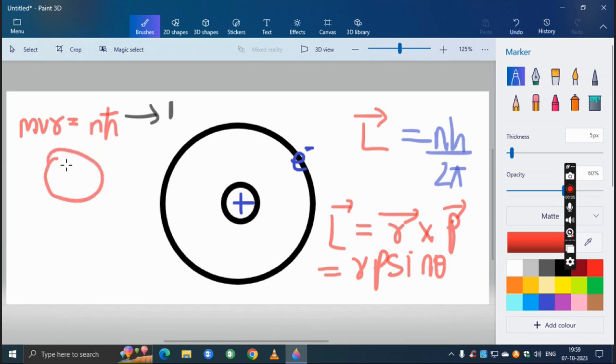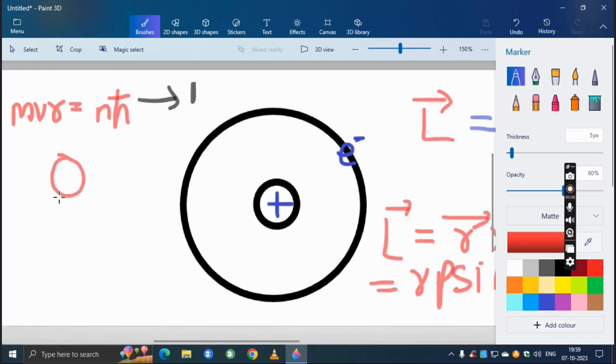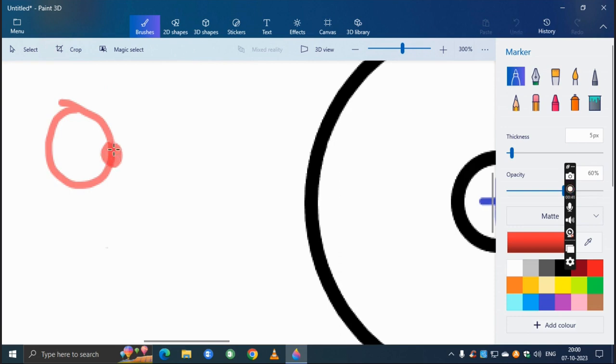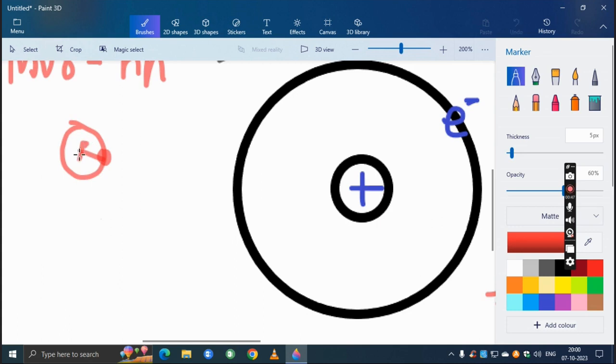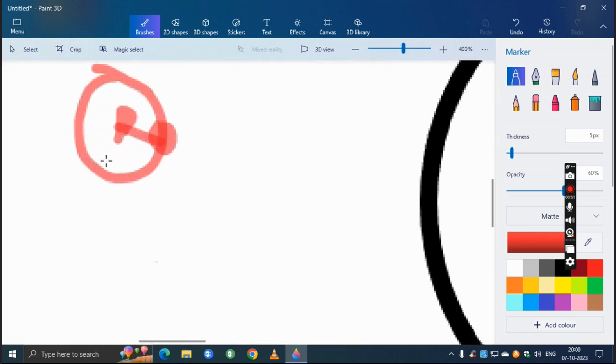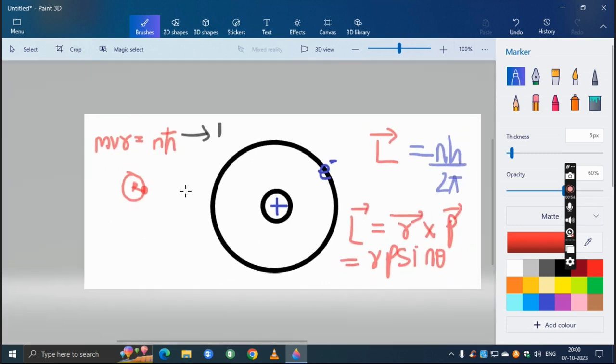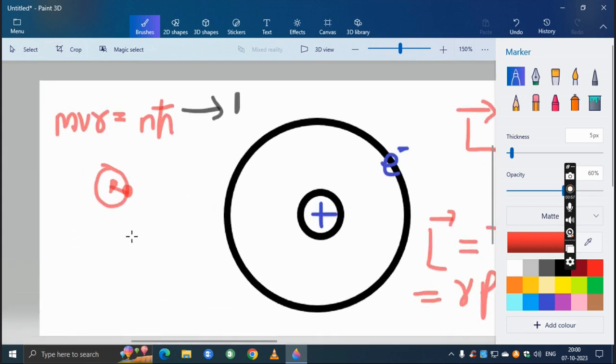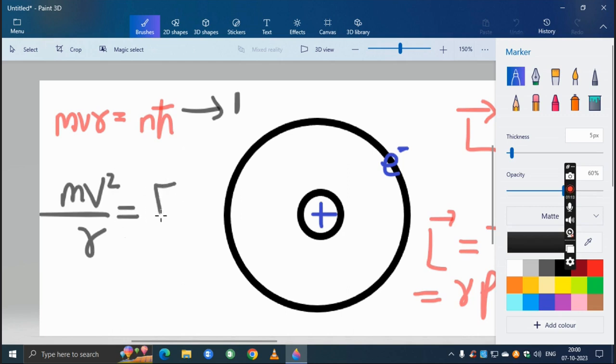One more very important thing: whenever you have an object performing circular motion, be it uniform or non-uniform, there is always going to be a centripetal force required to do so. It is a radially inward, center-seeking force which acts on any object in circular motion, and its formula is given by mv square by r. So mv square by r is equal to the centripetal force.